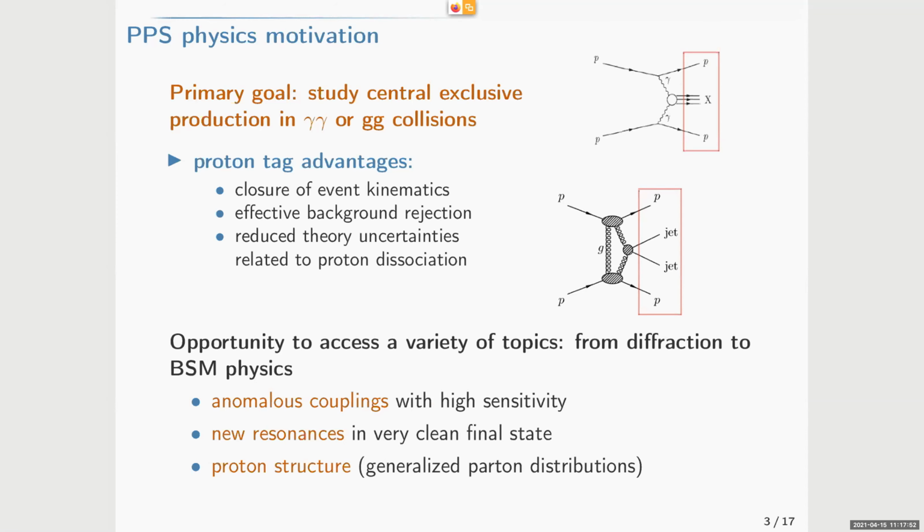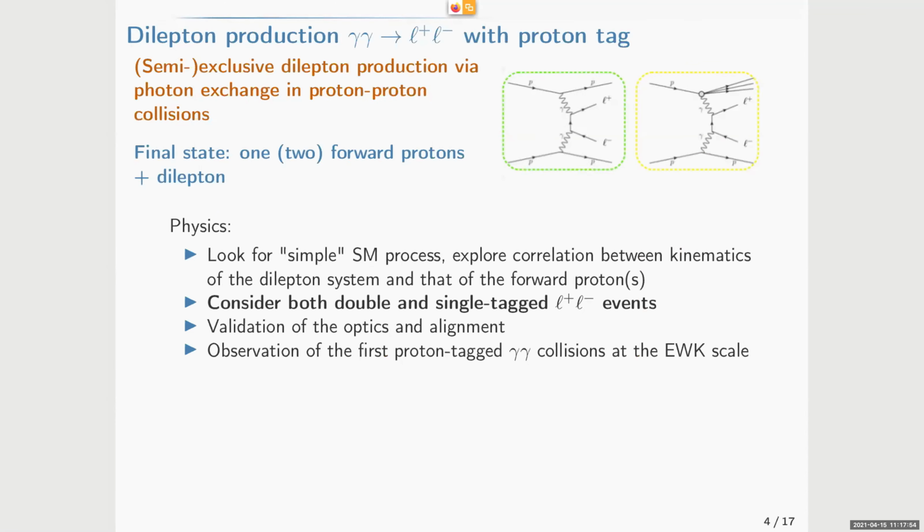All right, let's have a look at some physics results. The first one is from 2016. It is about semi-exclusive dielectron production via photon exchange in proton-proton collisions, with 2016 data. The final state in this case is either one or two forward protons and a dielectron. On the right, both these cases are illustrated.